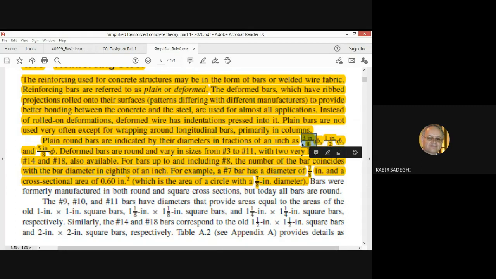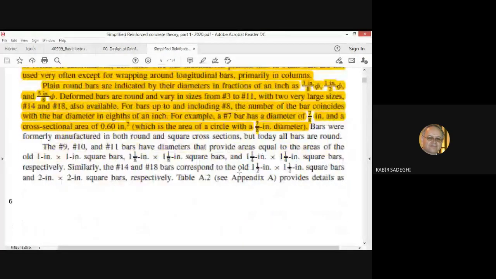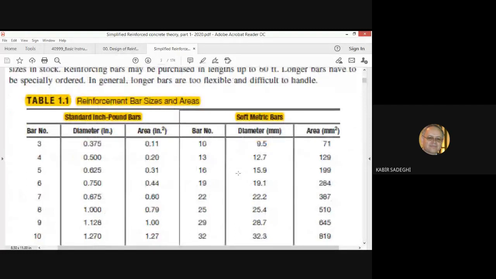Therefore, a bar with a diameter of 3 over 8 inch is called steel number three. When we say number 11, its diameter is 11 inch divided by 8, perhaps about 1.4 inches, something like 3.5 centimeters. For more sizes, they don't apply over 8. They have tables. You can use the table for finding the diameters and also the areas.